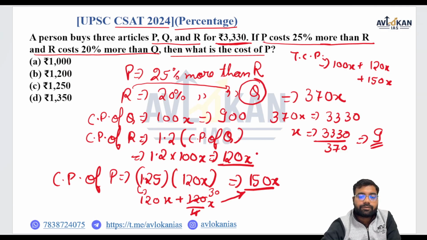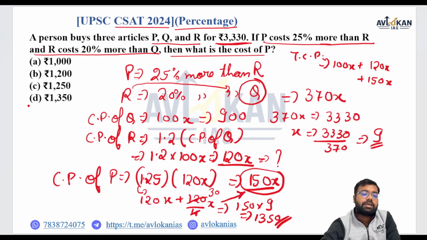What is my cost price of R? Although it's not asked, so I leave it. What is asked is the cost price of P, and the cost price of P is nothing but 150x, that is 150 into 9, and that's nothing but 1350. So D is my answer.